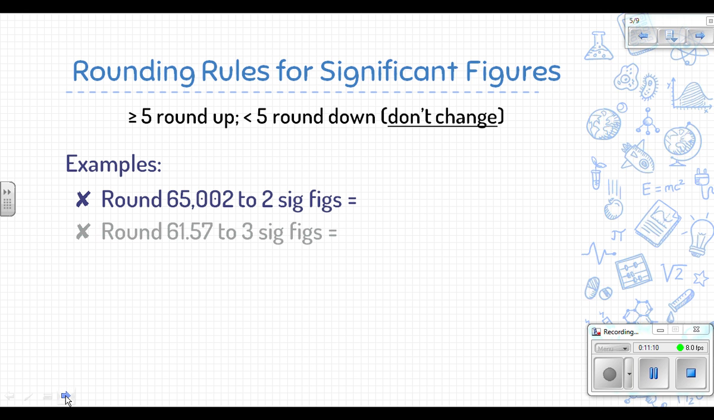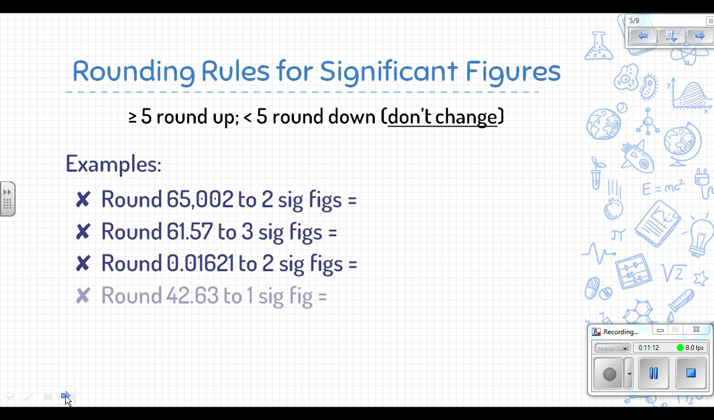So we have several examples here in our notes. So let's talk about that. If we want to round 65,002 to just two significant digits, we have the 6 and the 5 count. Then we're going to need to look at the third digit. Well, that's a 0, which is less than 5, so that will not round it up. We'll just keep it the same. Since it doesn't round up, we're just going to keep it as 65.